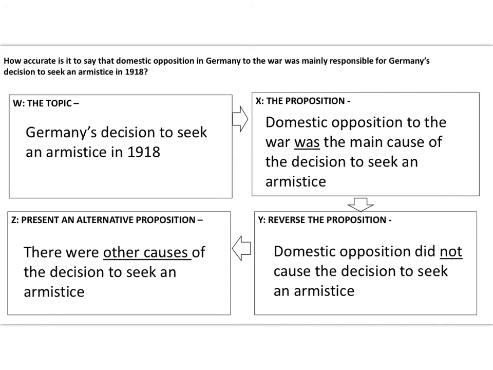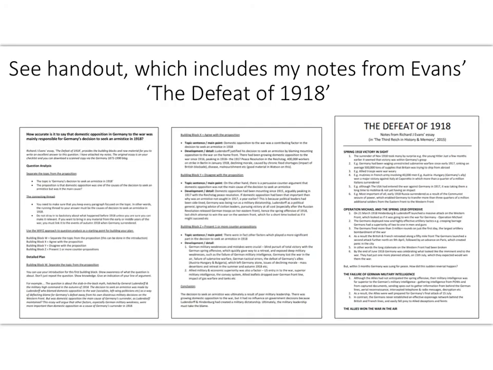Okay, so you can clearly see now what our topic sentences are going to be. So there are strong topic sentences immediately we've identified. So you're going to put those into your answer. Okay, they become the beginning of each building block. So Germany's decision to seek an armistice started off. Domestic opposition was the main cause. Domestic opposition did not cause it, and there were other causes. So we've identified those 4 elements.